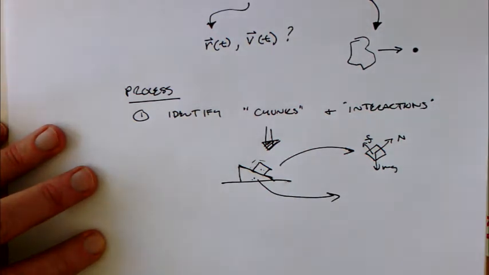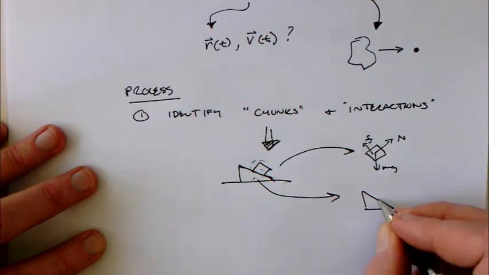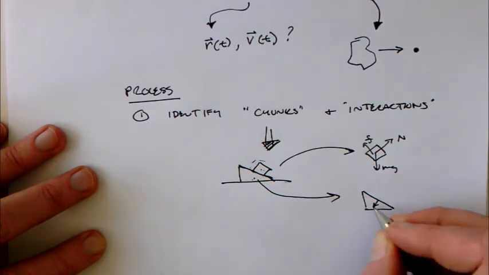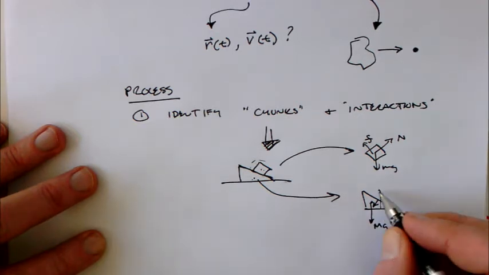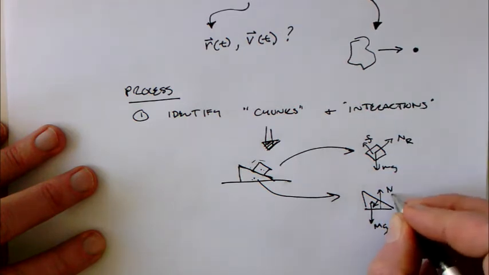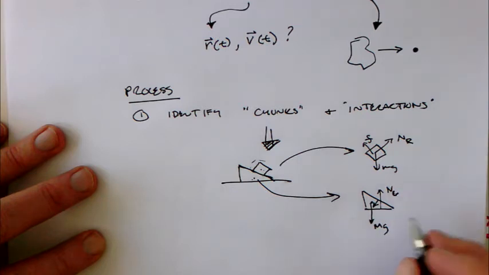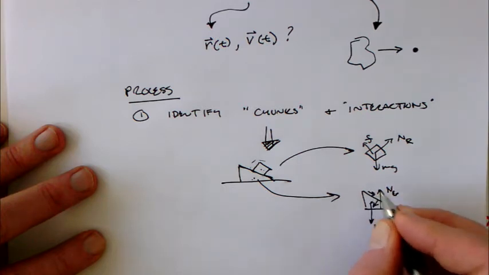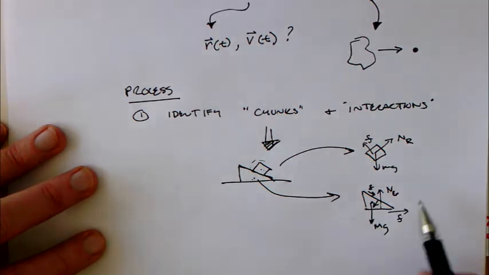I also am going to cut that ramp out of the rest of the universe. So there's a normal force from the block that's acting on the ramp, another gravitational force acting on the ramp, a normal force from the ground. So this is the normal force of the ground, the normal force of the ramp, and then obviously there would be some frictional force here. Maybe there'd be some frictional force on the ground, right?